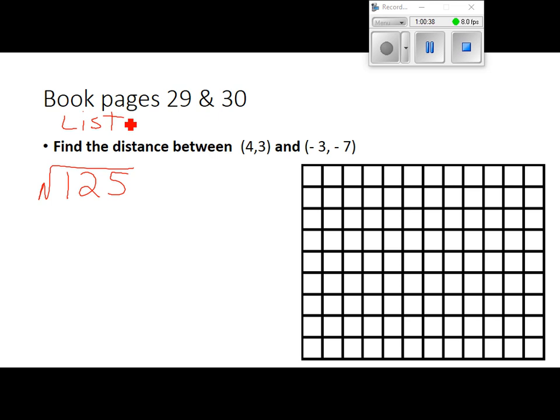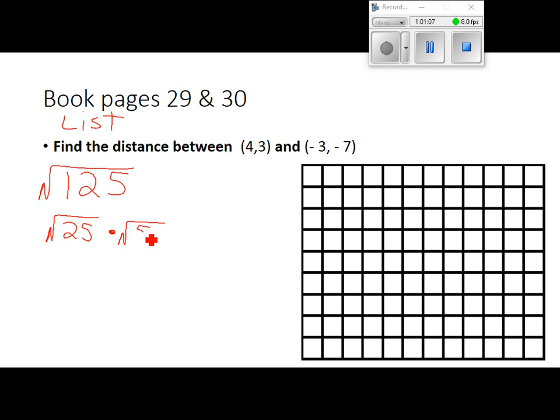Watch closely so you understand this, because a lot of problems are going to give you the answer but they're going to give it to you in this reduced form. What's a perfect square number on your list that'll divide evenly into 125? Evenly. 25. 25 will, right? How many quarters are there in $1.25?